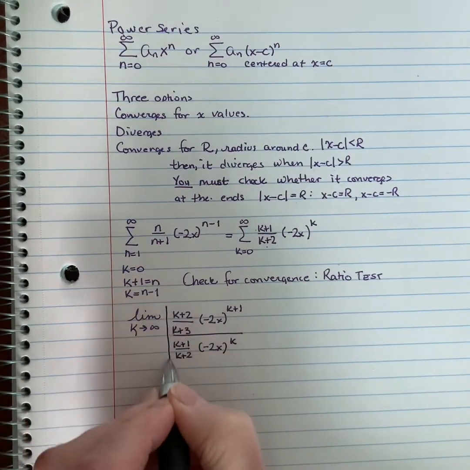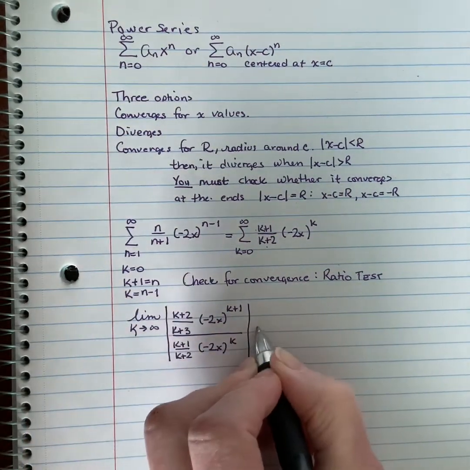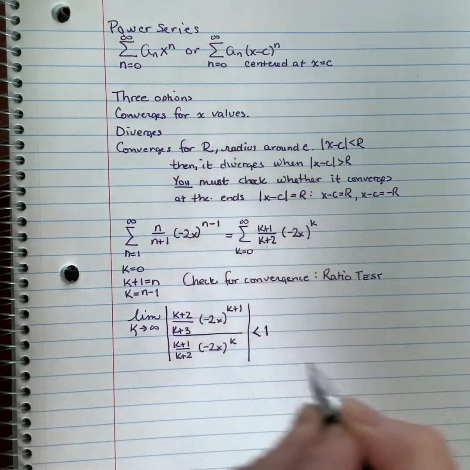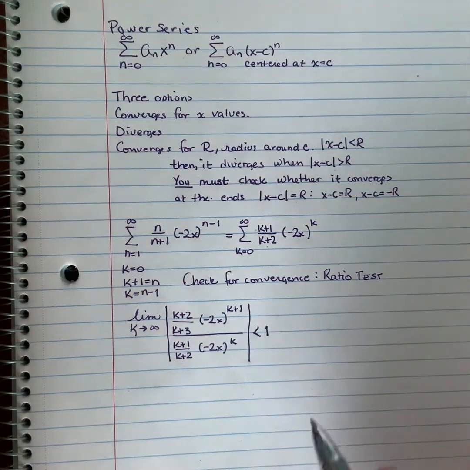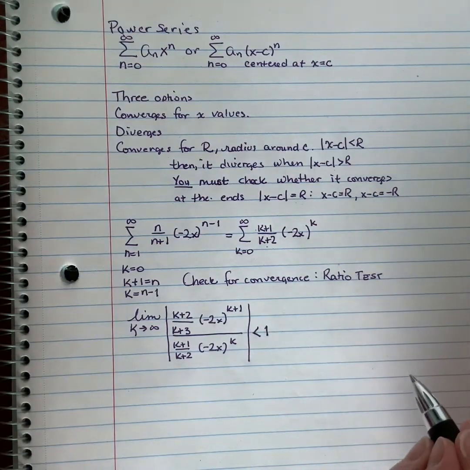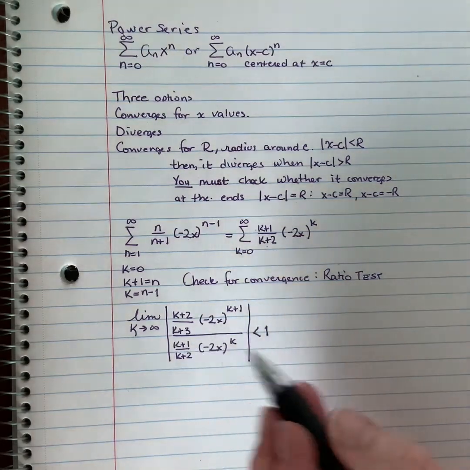I need to put absolute values, and I need to force that to be less than 1. Now, I want this to be less than 1 because I want to find out where it converges, and I can do that with this process. So I've got a complex fraction. I need to set it up so that I can solve it or find the limit.